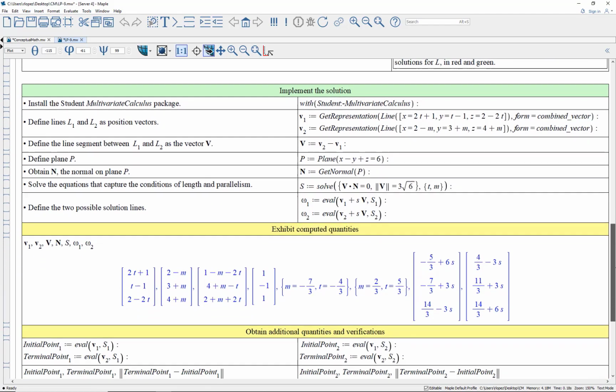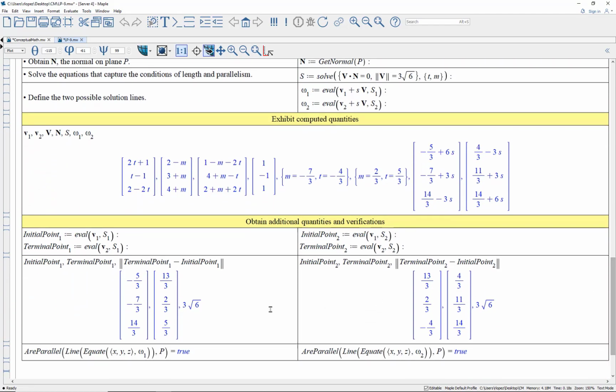There are a couple of final quantities and verifications that I felt compelled to do. I actually obtained the initial and terminal point for one of those segments and the initial and terminal point for the other segment. So these are the initial and terminal points on the one segment written as position vectors, and I ask for the norm of the difference, 3 root 6. I do the same thing here for the other solution, norm 3 root 6. So that was satisfying.